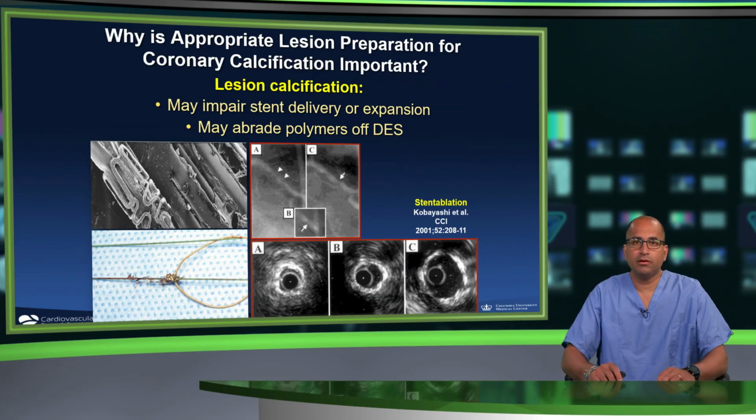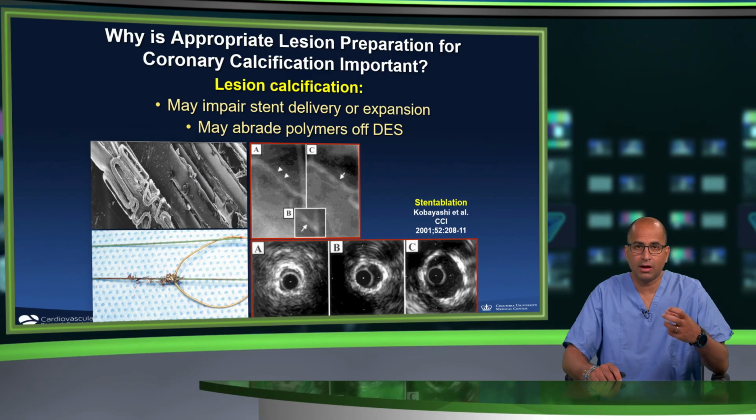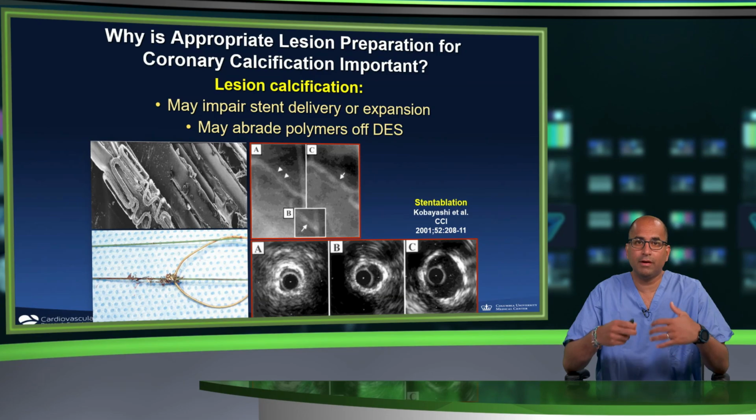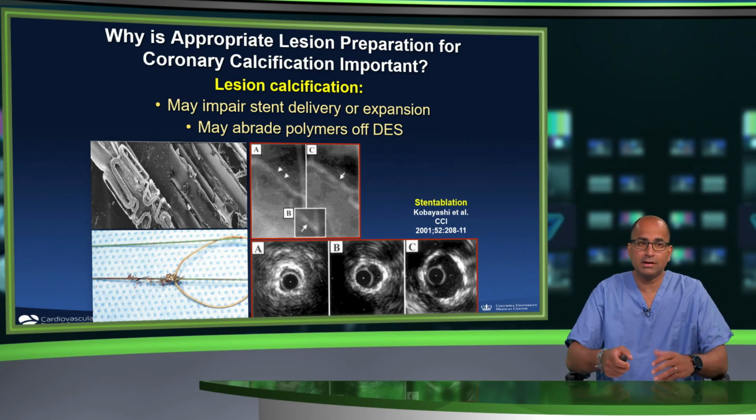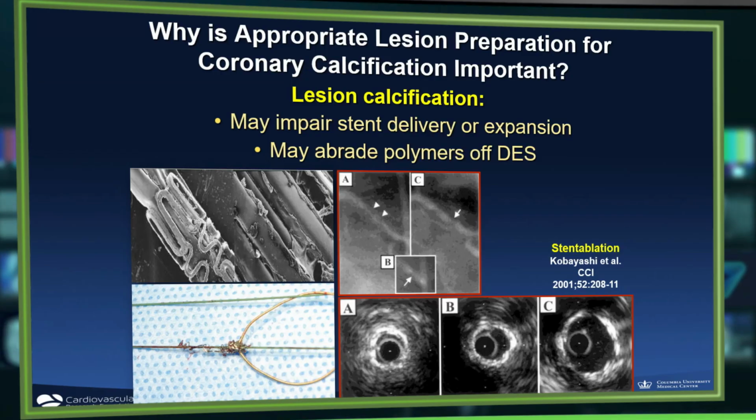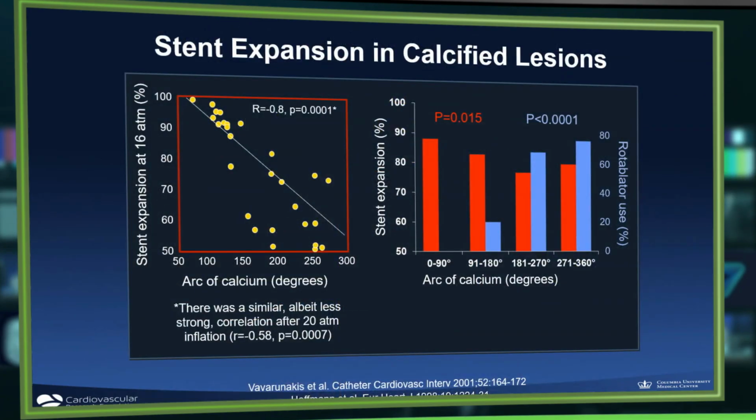Now, why do you have to prep lesions appropriately for calcium? Well, the reason is because calcium is basically a rock in the vessel, and it impairs the ability of the vessel to expand, and it impairs the availability of drug, and also the ability to get stents to where you need to get them. And these are just some pictures of what can happen: abrasion of polymers, stent being stripped, underexpansion, and a big problem that way.